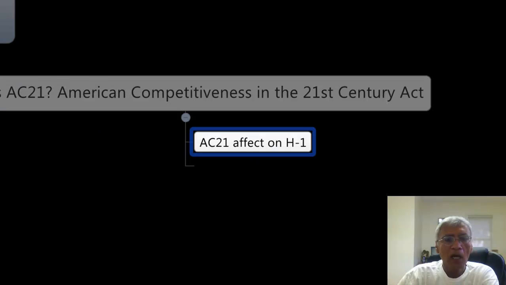Okay. What is AC21's effect on H1? Basically, this allows you to get H1 extensions beyond 6 years. It allows you to change jobs while the H1 transfer is still pending. I'm not discussing that right now. I want to focus more on the green card side. And in the future videos that I want to do on this topic, I will bring you more information about how AC21 affects H1.